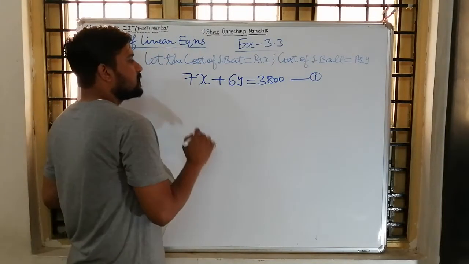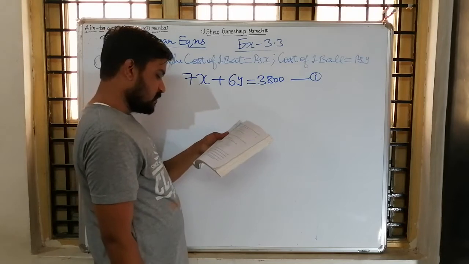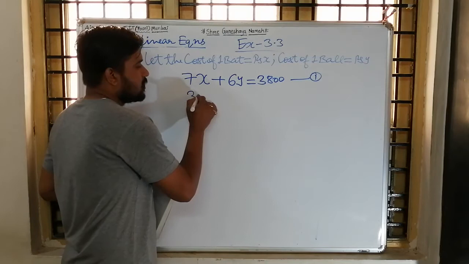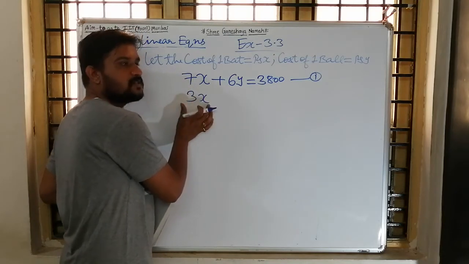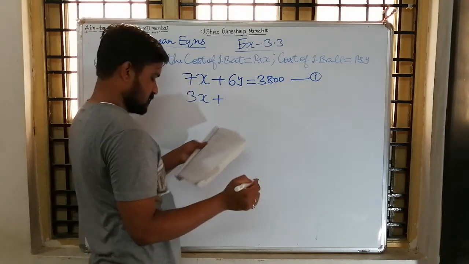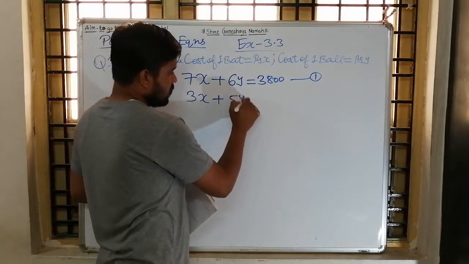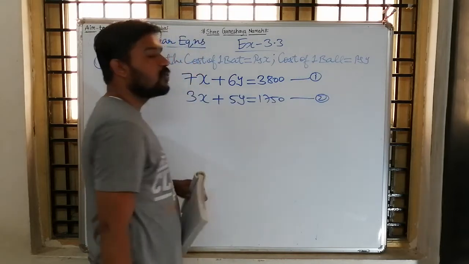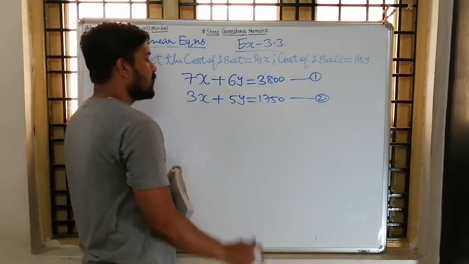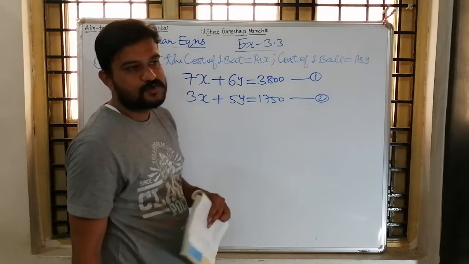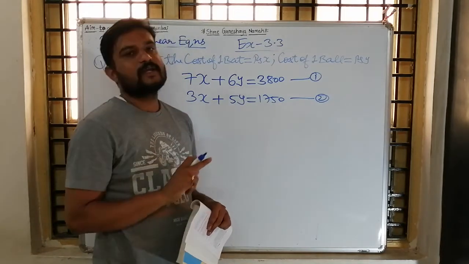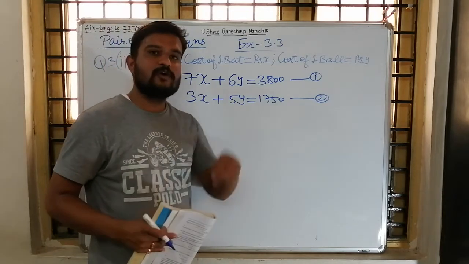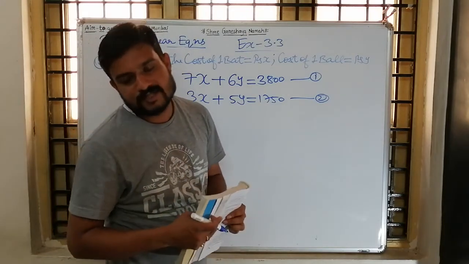Okay, similarly, second condition mein kya given hai? 3 bats and 5 balls. Okay, so 1 bat ka agar cost x hai, to 3 bat ka hoga 3x plus 5 balls means 5y, which is equal to 1750. In this way you got both the equations. Okay, abhi aapko dono mein se ek equation ko use karna hai aur koi to bhi ek variable ya to x ka ya to y ka value find karna hai aur wo value aapko dusre equation mein substitute karna hai.